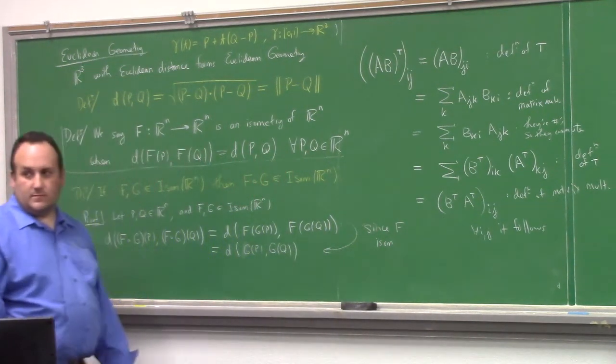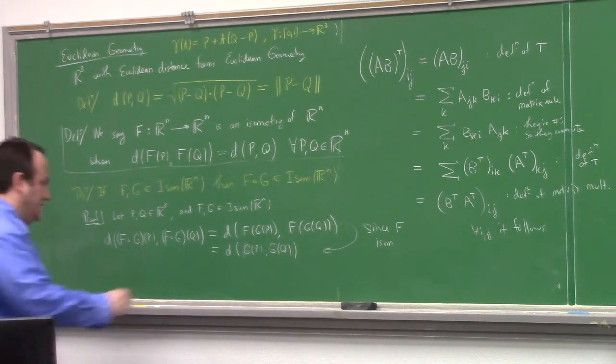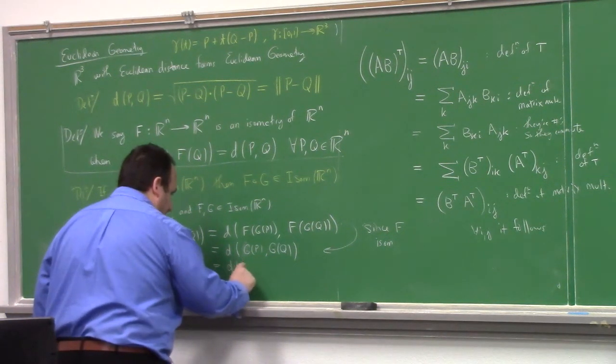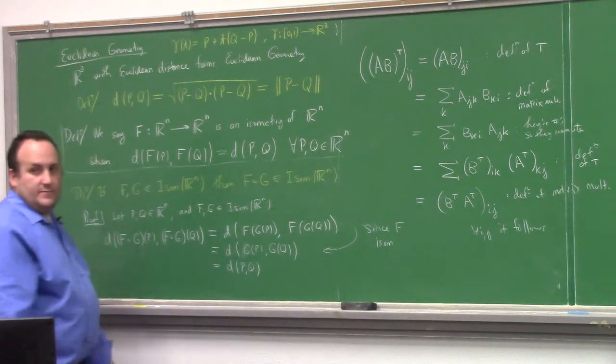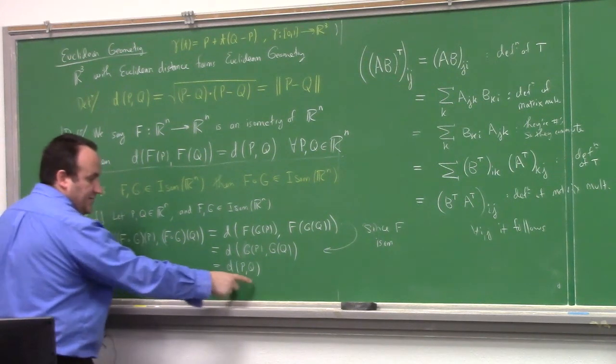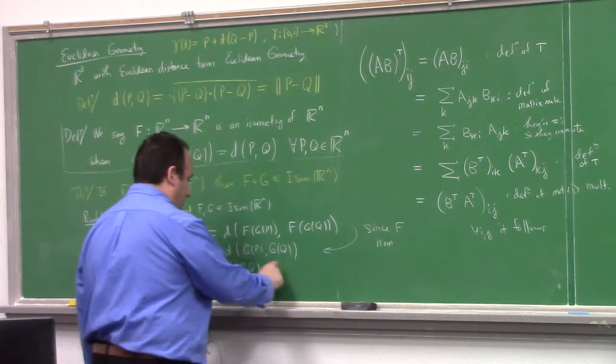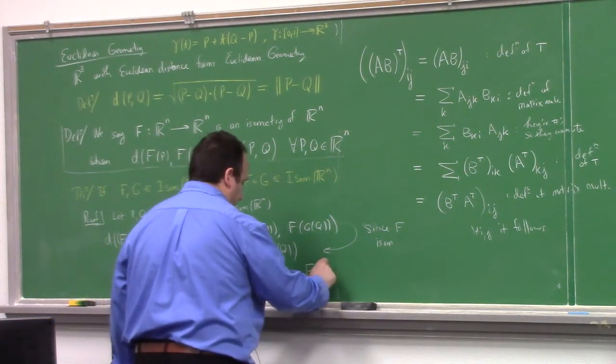Do you guys get it? Does this step make sense? It almost seems too easy, but there it is. But g is an isometry, right? So that's also equal to the distance from P to Q. So what do we have? We have the distance from f composed with g of P to f composed with g of Q is the distance from P to Q. P and Q being arbitrary, we have shown that f composed with g is an isometry.